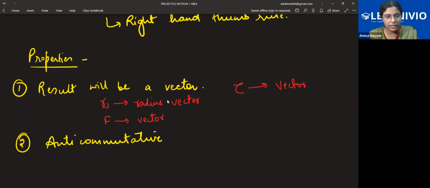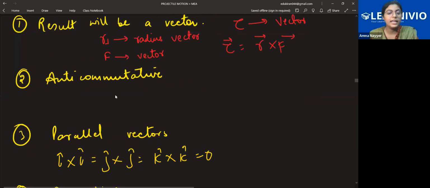So if you have the radius vector, and the force vector, and you multiply them, so R cross F, this gives you the torque. That is a vector. So it means a vector getting multiplied to a vector will give you a vector. Now it is anti-commutative. Means if you have A cross B, it is not equal to B cross A. Means R cross F is giving me torque, F cross R will not give me torque.